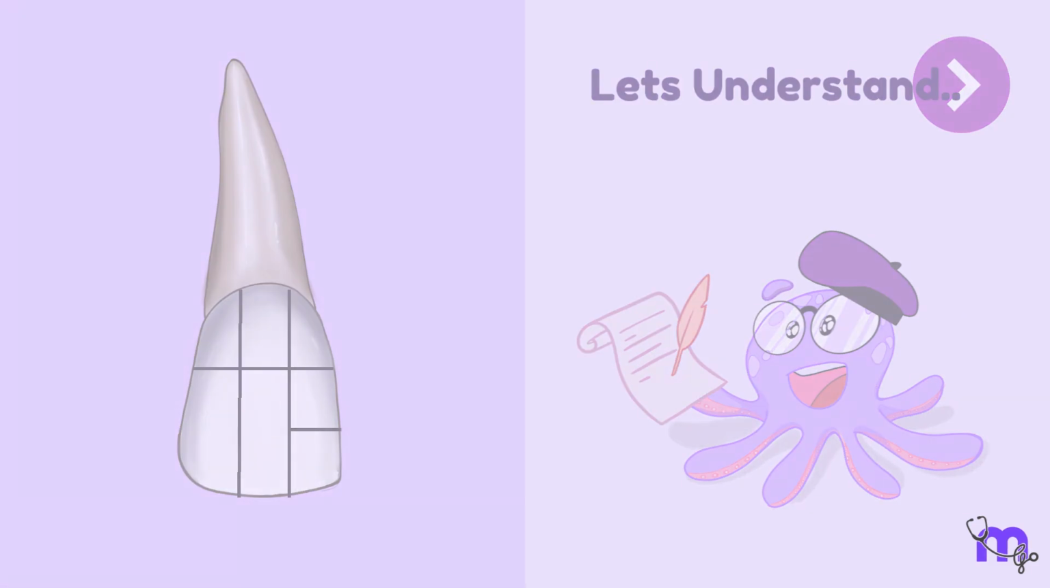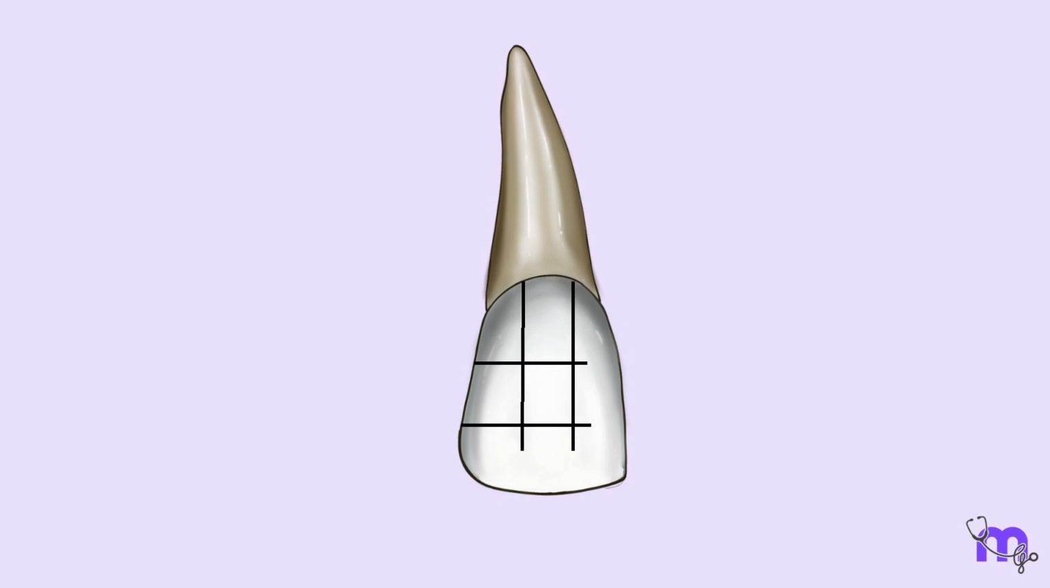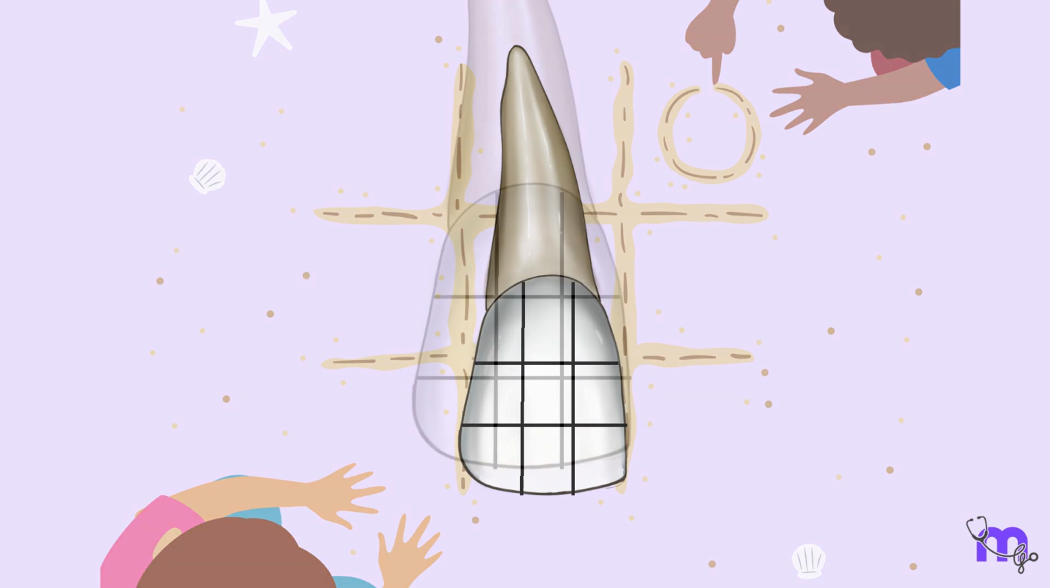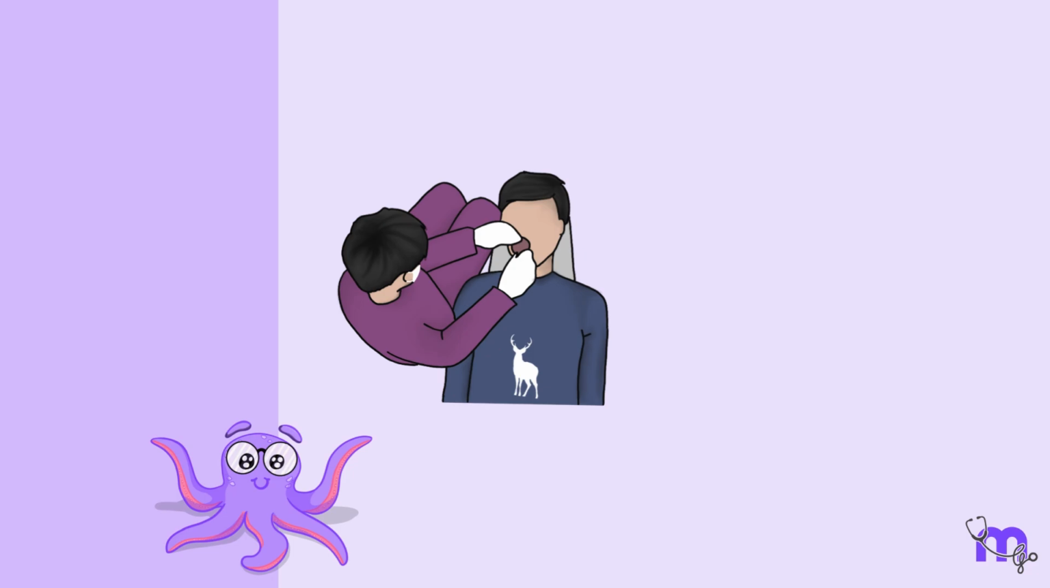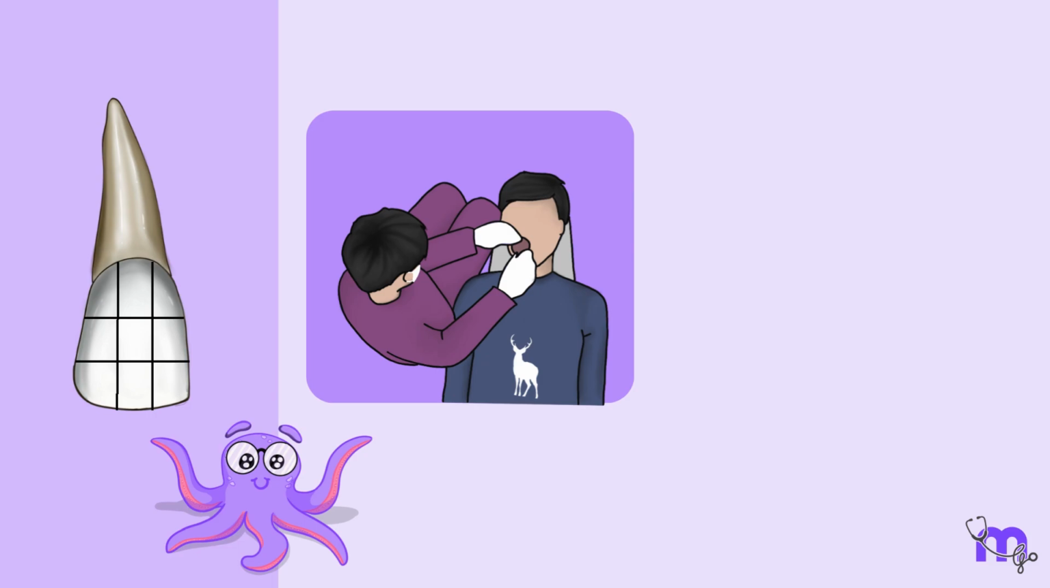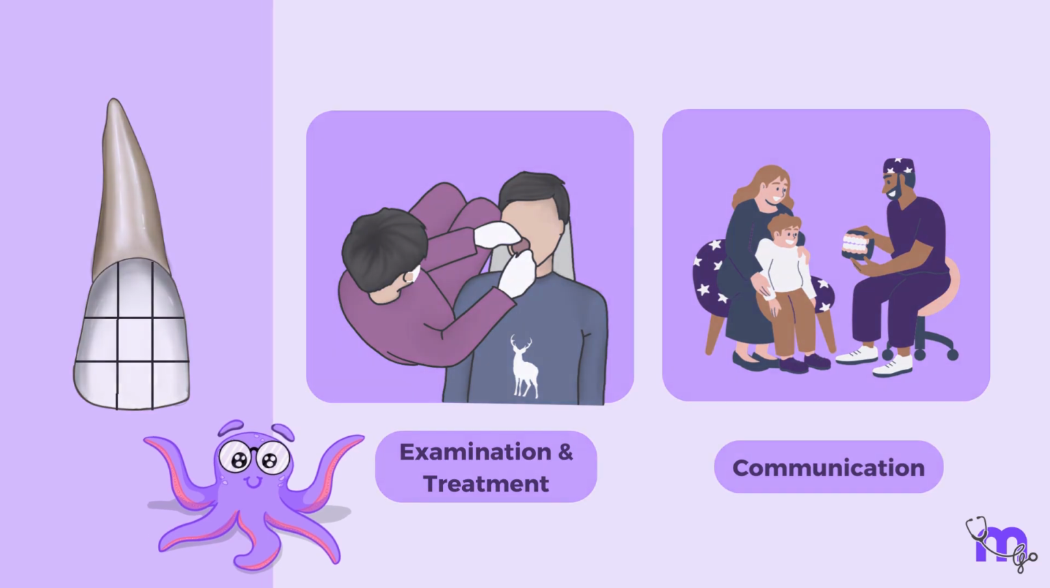a tooth. Dividing a tooth into thirds is like superimposing the tooth's surface of interest with a tic-tac-toe grid. Each box is 1/9 of the whole part and can be given a name based on its location. Why do you think we do this? This division helps dentists and oral health professionals to pinpoint specific areas of a tooth for examination, treatment, or communication.